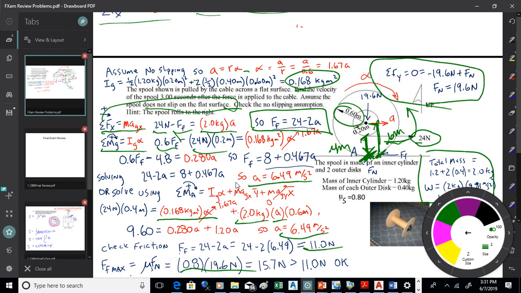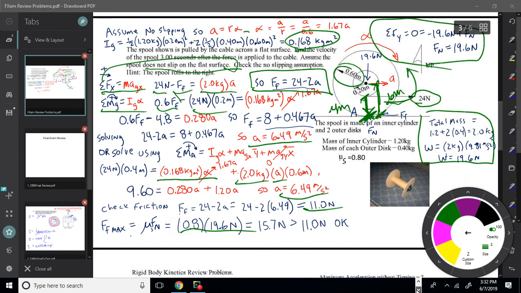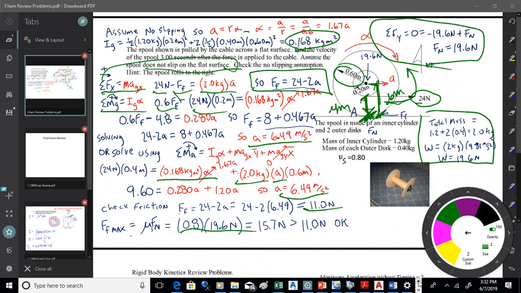So that's just a bit of a review on the stuff we've been covering here for the last two, three weeks. Right. So that's a pretty good review for what a lot of the final will look like. There'll also be some work energy and momentum out of the stuff from the second midterm. Do you have any questions on that?